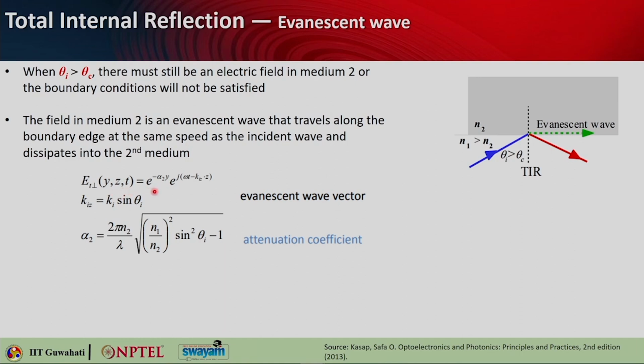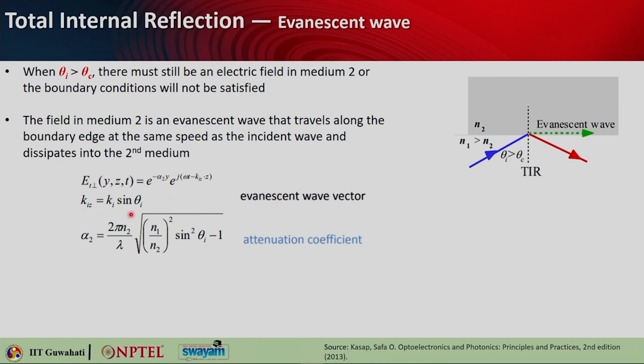So it has e to the power minus alpha 2 y, where this is the y direction. This is how the amplitude of the evanescent field decays exponentially into the medium, and then it will also propagate as e to the power j omega t. So it will oscillate and propagate, and the direction of propagation is along z. So this direction is z, we can take. The evanescent wave vector is given as k I z, and k I z can be written as k I sin theta I.